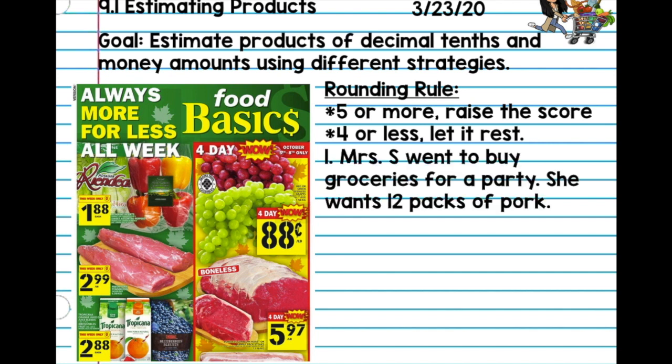So we're going to start. Miss S went to buy groceries for a party. She wants 12 packs of pork.